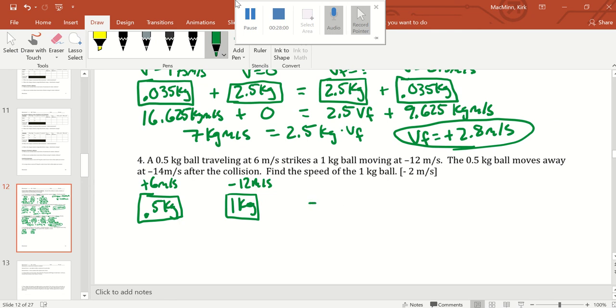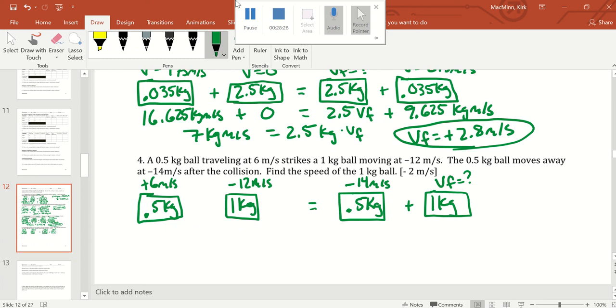So that's the initial. At the end, it tells me the 0.5 kilogram ball is moving at negative 14 meters per second. And I want to find the speed of the 1 kilogram ball after the collision. So that's what we're looking for. Now you can tell based on context, I've identified this as an elastic collision, starting separate, ending separate. And so it's just going to be a matter of finding the momentum of each piece and setting the total initial momentum before equal the total momentum after the collision.